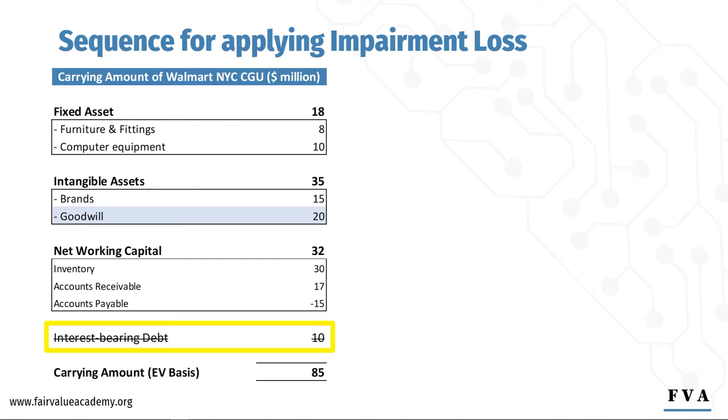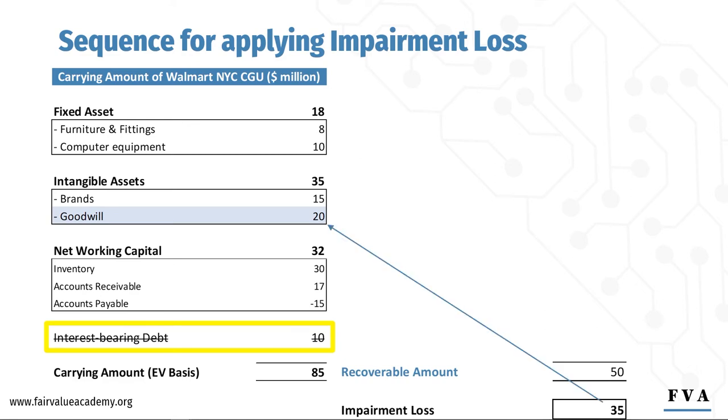We then calculate a recoverable amount of 50 million, resulting in an impairment loss of 35 million, which is greater than the entire goodwill balance. So in this instance, IAS 36 requires goodwill to be fully impaired. However, what about the balance of loss of 15 million? We still need to apply it somewhere.